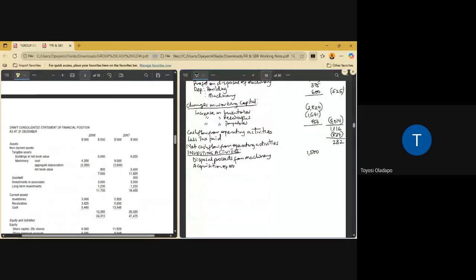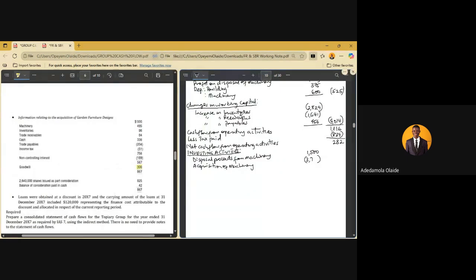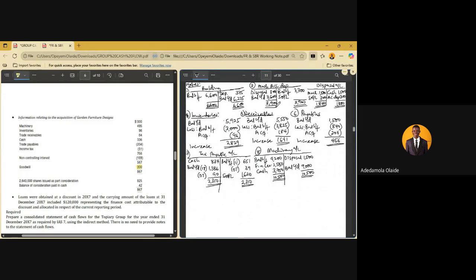Sir, I have a question. Go on. They gave us machinery for garden furniture. Are we not going to add that one? Thank you very much for that brilliant submission. They acquired machinery for that one, so we are supposed to include it. So we are supposed to have the one acquired here.